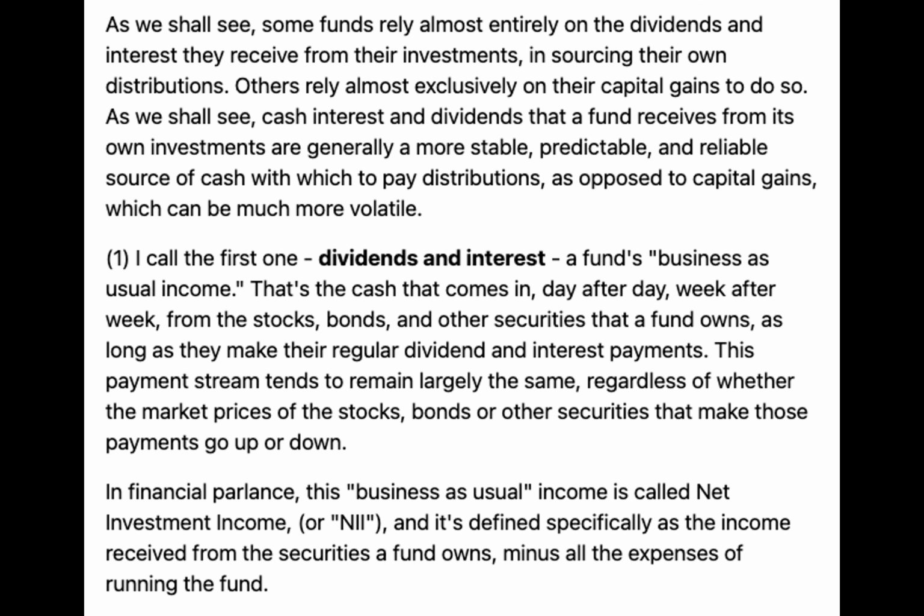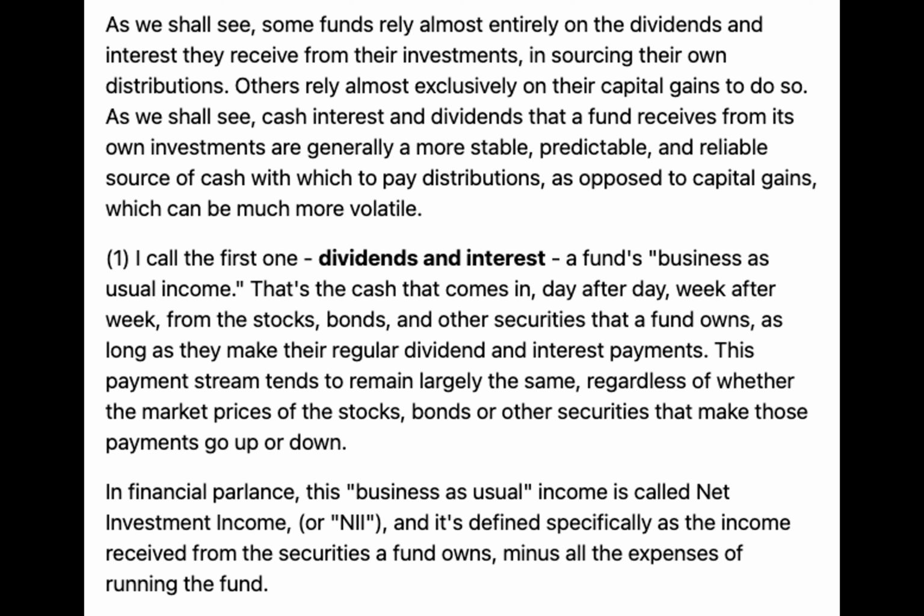As we shall see, cash interest and dividends that a fund receives from its own investments are generally a more stable, predictable, and reliable source of cash with which to pay distributions, as opposed to capital gains, which can be much more volatile. 1. I call the first one dividends and interest, a fund's business as usual income. That's the cash that comes in day after day, week after week, from the stocks, bonds, and other securities that a fund owns, as long as they make their regular dividend and interest payments. This payment stream tends to remain largely the same, regardless of whether the market prices of the stocks, bonds, or other securities that make those payments go up or down.